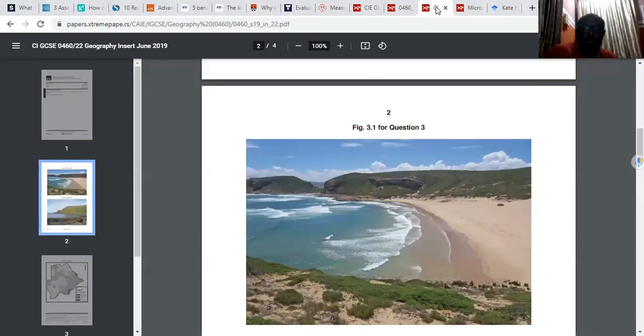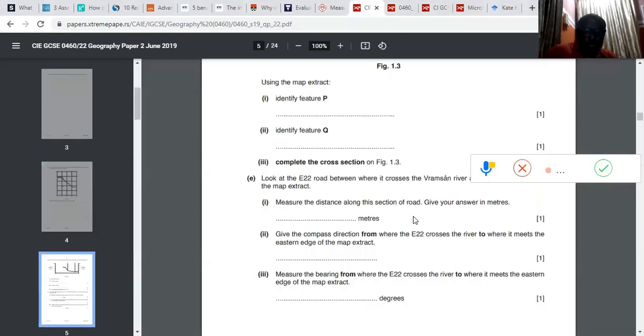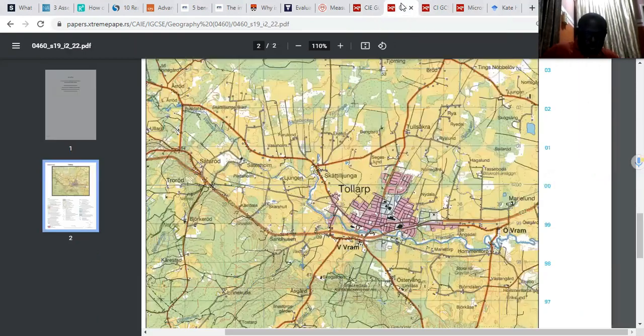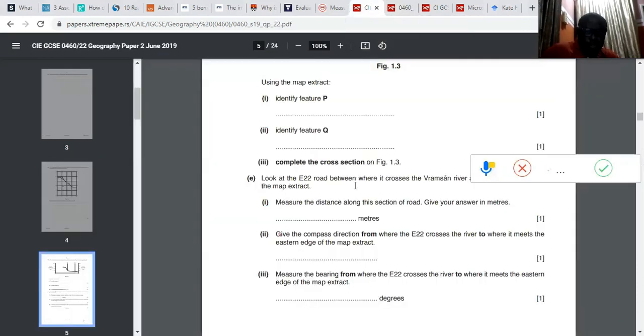Let me move to the next one. Give the compass direction from where the E22 crosses the river to where it meets the eastern edge of the map extract. Please leave your answer in 3 digits. This is the E22 road. You cross the river here to the eastern edge. Let me read the question again.